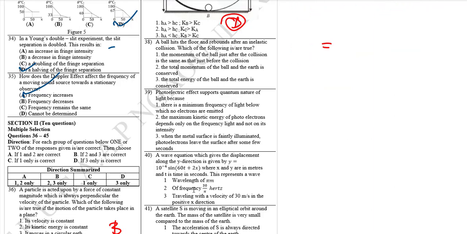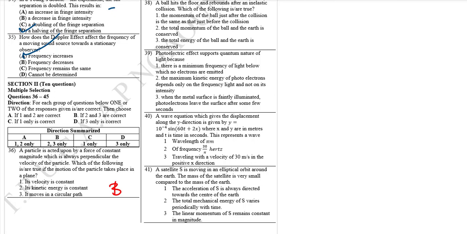The next question is, a ball hits the floor and rebounds after an inelastic collision. Which of the following is true? One, the momentum of the ball just after the collision is the same as the momentum of the ball just before collision. Two, the total momentum of the ball and the earth is conserved. Three, the total energy of the ball and the earth is conserved. So which of these is correct?